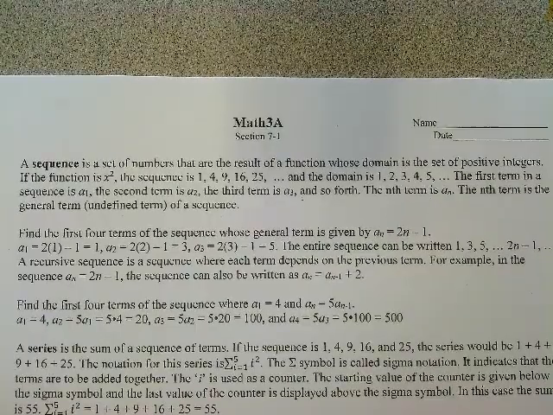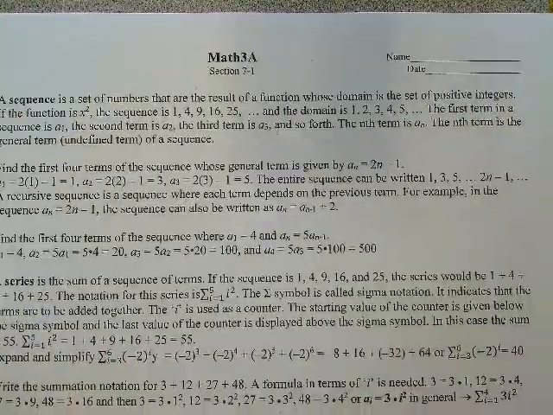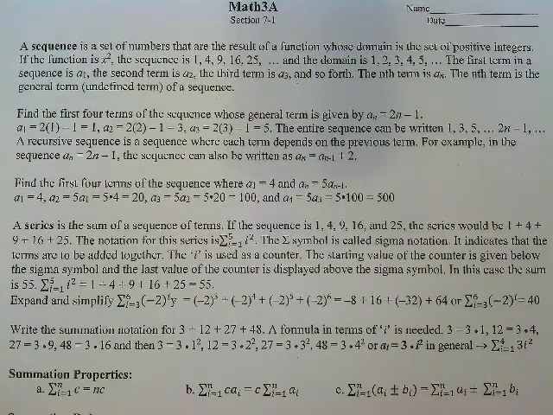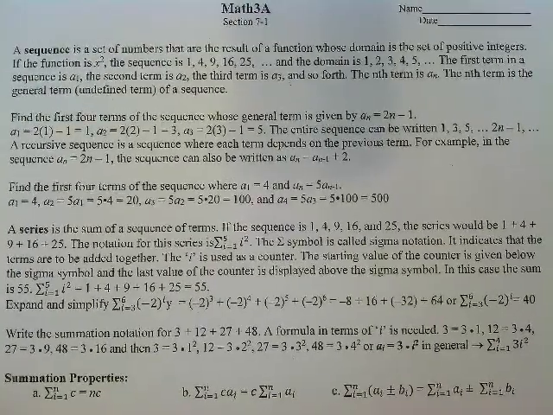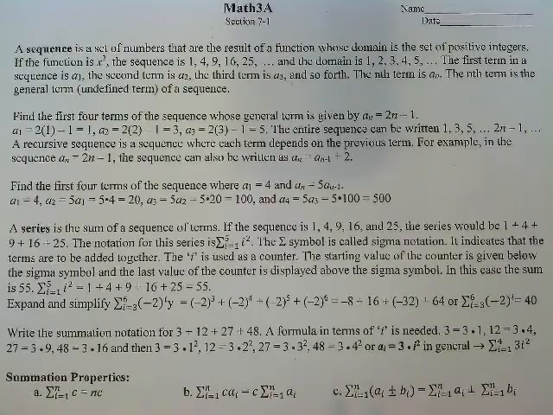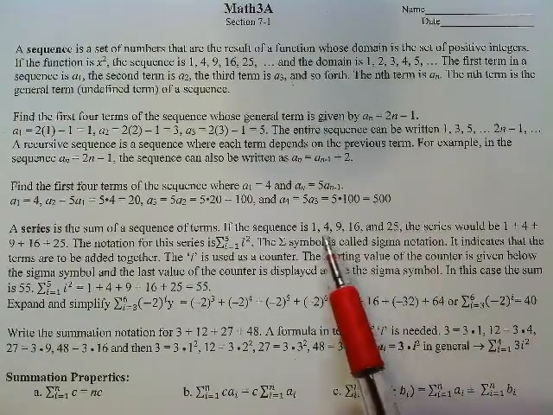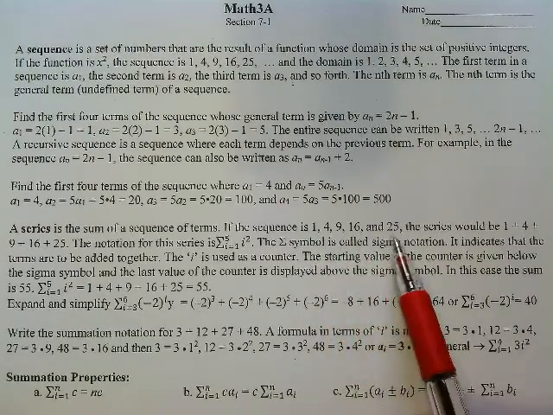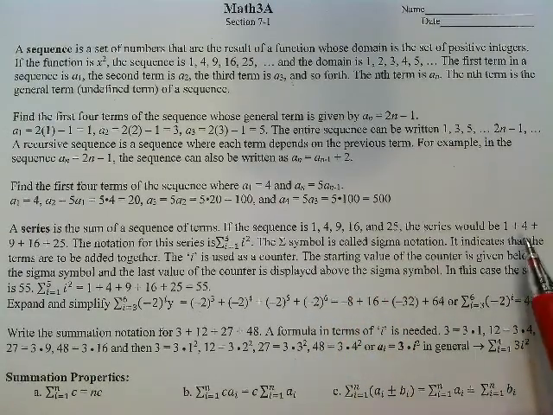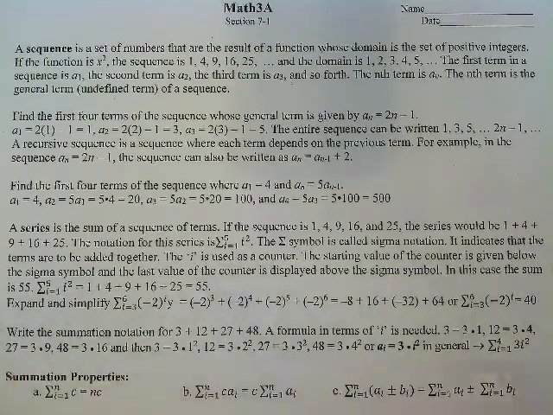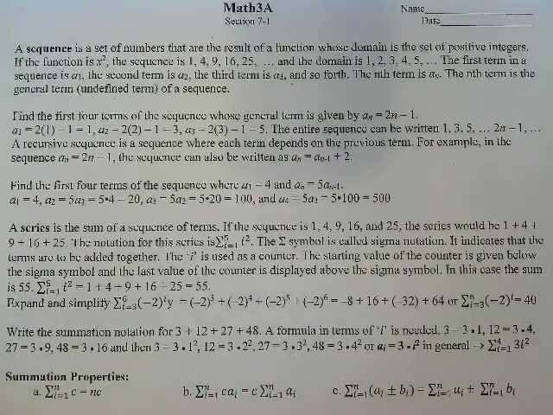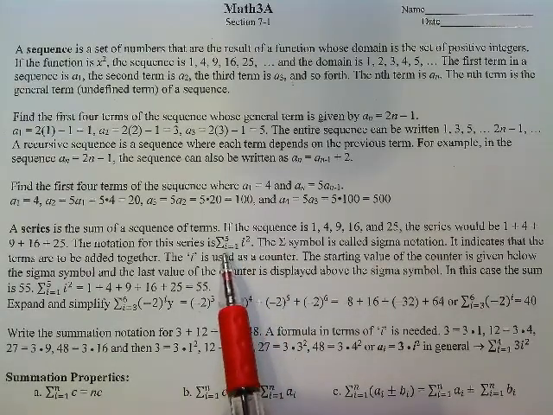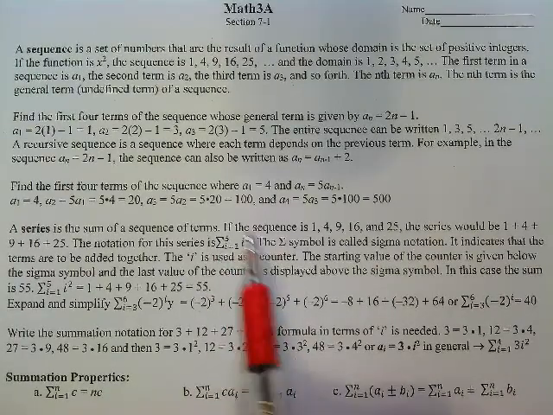Now, we also have what's called a series. A series is the sum of a sequence of numbers. In other words, if we have that same sequence of squares that we had before, 1, 4, 9, 16, and 25, and then we simply stick plus signs in between them, we add them up, we get what's called a series. A series has sigma notation that looks like this.